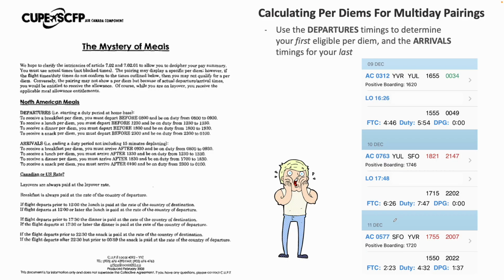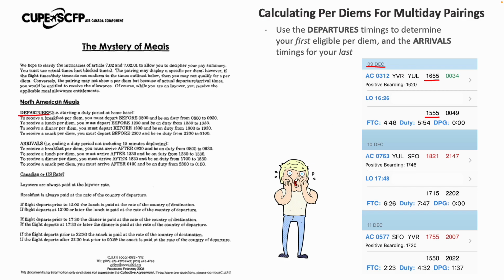So now let's move on to a little bit more of a complicated calculation, and that would be calculating per diems for multi-day pairings. As we mentioned, we use the departures timings to figure out the first per diem we're eligible for, and the arrivals timings for the last per diem that we are eligible for. So let's start out with December the 9th. We have a departure time of 4:55 p.m. and a check-in time of 3:55 p.m.